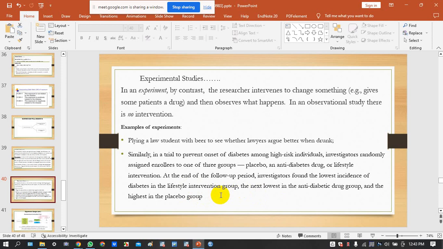If you don't eat meat, you don't eat fish, how will life be sweet to you? And these people will not get diabetes. Then followed by those who are having diabetes and they are on the anti-diabetic drug. But those who took the placebo without any active ingredient, they will have serious consequences of diabetes.